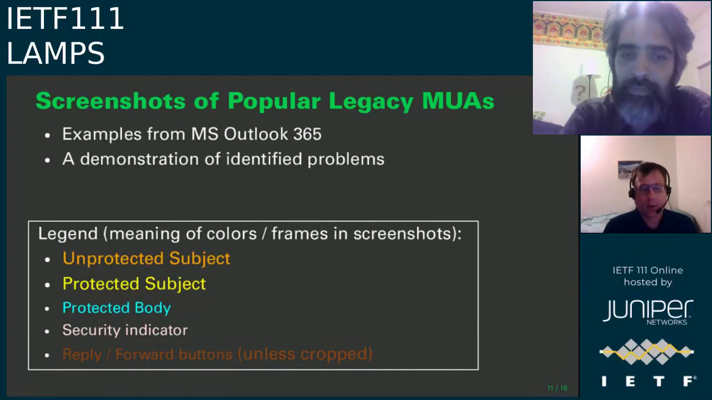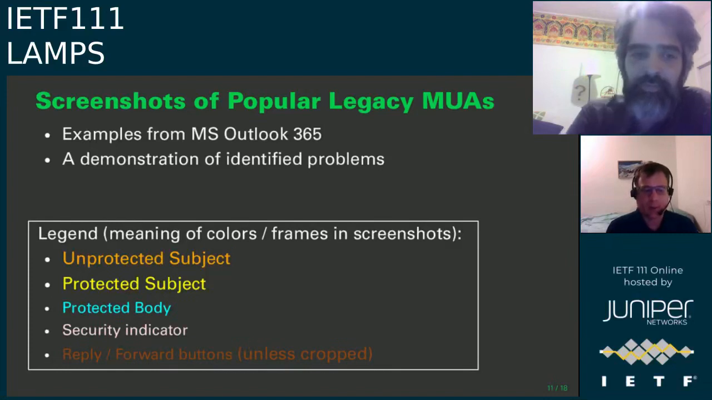Then the legend: I made some frames around the most important points. In an orange frame we have the unprotected subject, in a yellow frame we have the protected subject, in a blue frame the body, and in a pink frame the security indicators. In a brown frame we have the buttons to forward or reply to the message.